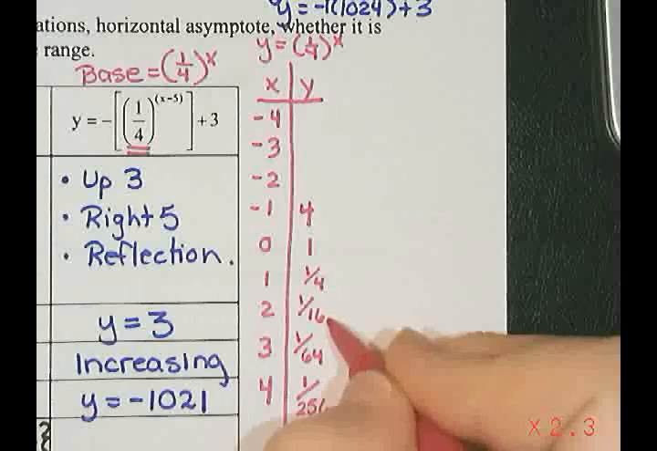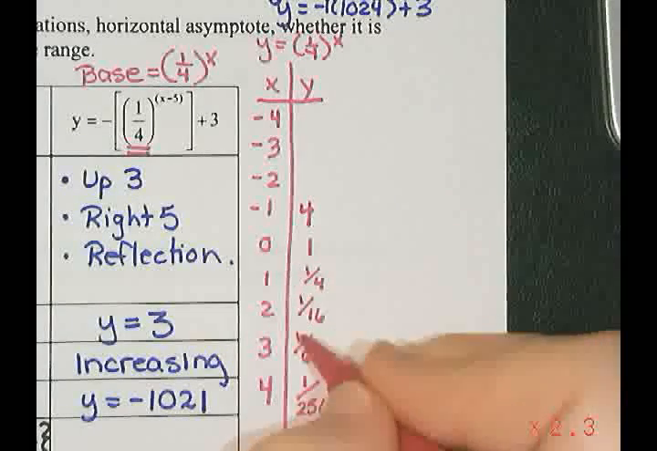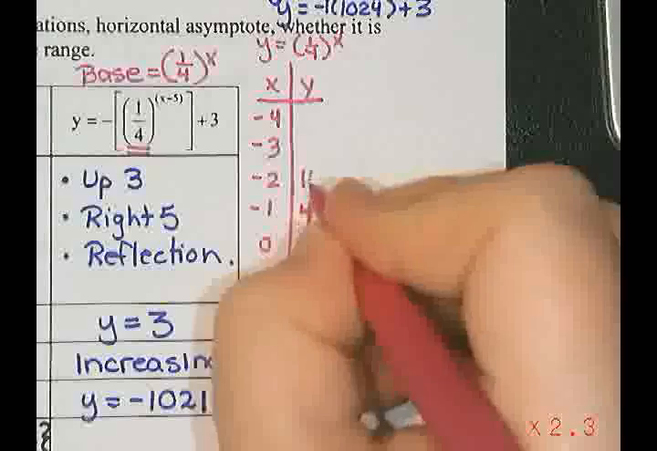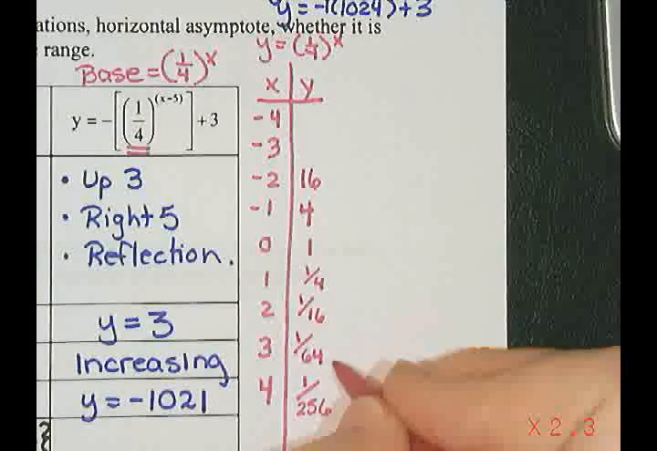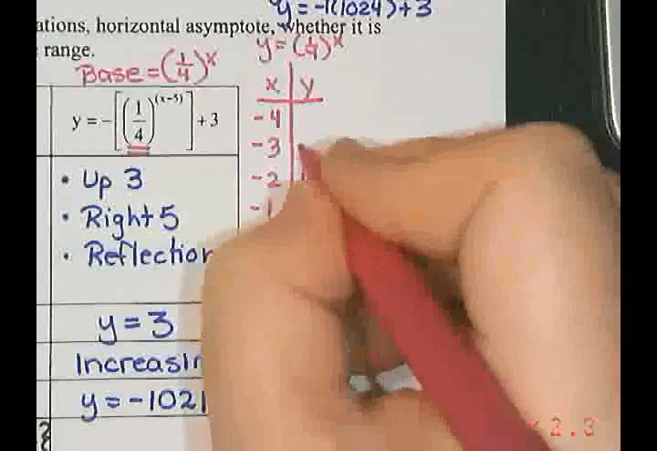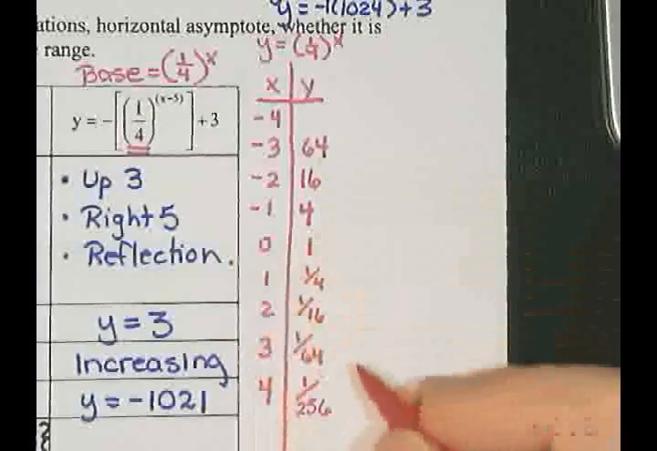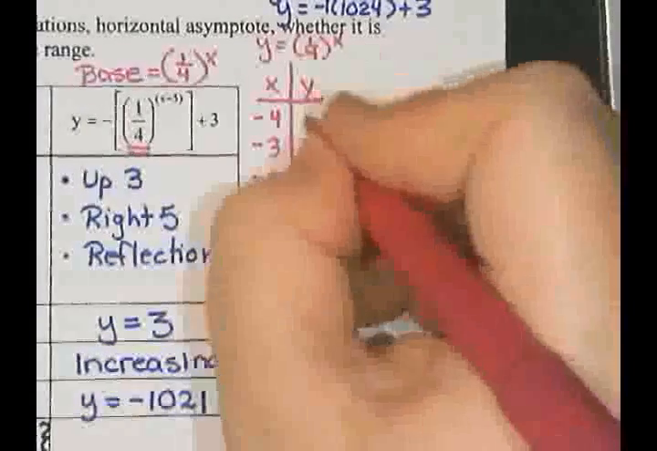Same thing with the negative 2. It's going to be the same, just flip over the 1 over 16 to get positive 16. For negative 3, we flip over the 1 over 64 to get 64. And for the negative 4, we flip this over to get 256.